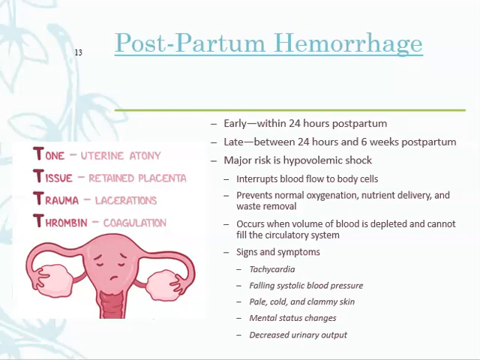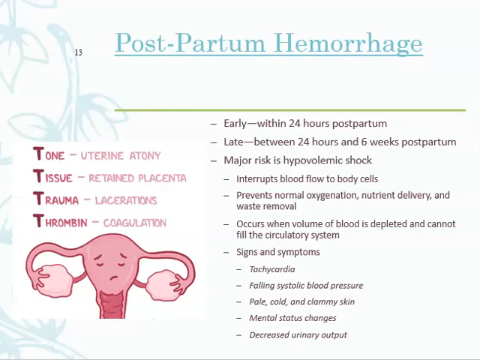So the four main causes are related to the four T's: tone, tissue, trauma, or thrombin. Most commonly tone. Something affecting the tone, uterine atony, is the most common cause of postpartum hemorrhage.